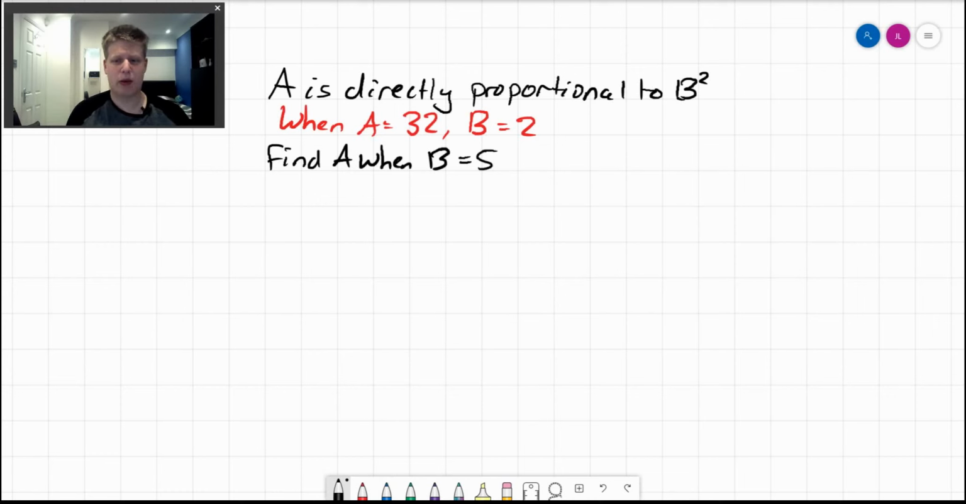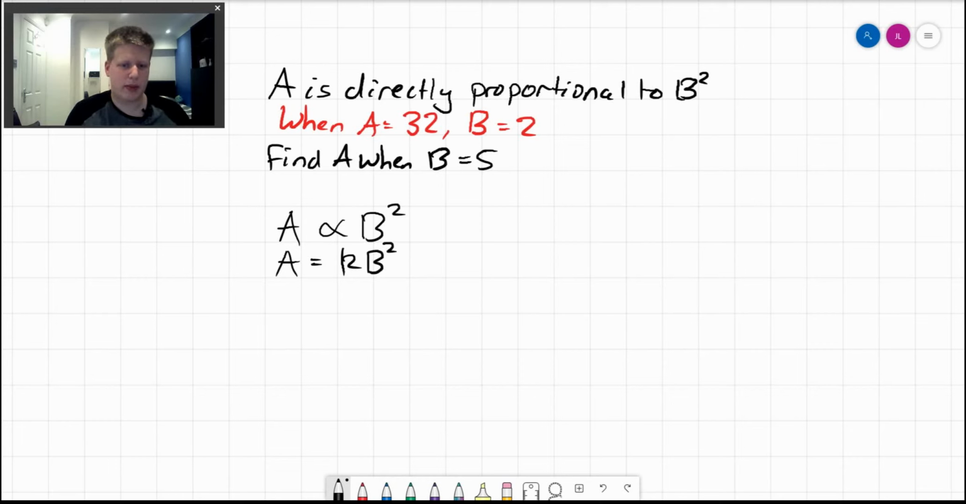A is directly proportional to b squared. When a is 32, b is 2. Find a when b is 5. So the way we write this is the same as always. We're going to write that a is directly proportional to b squared, because that's what it says in the question. Which means that as an equation with our constant of proportionality, we're going to write that a is equal to kb squared, because we write b squared instead of just b.